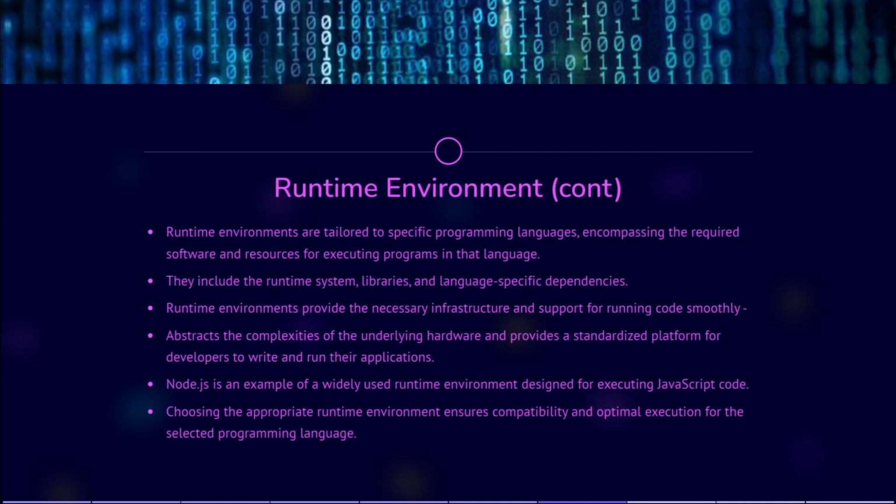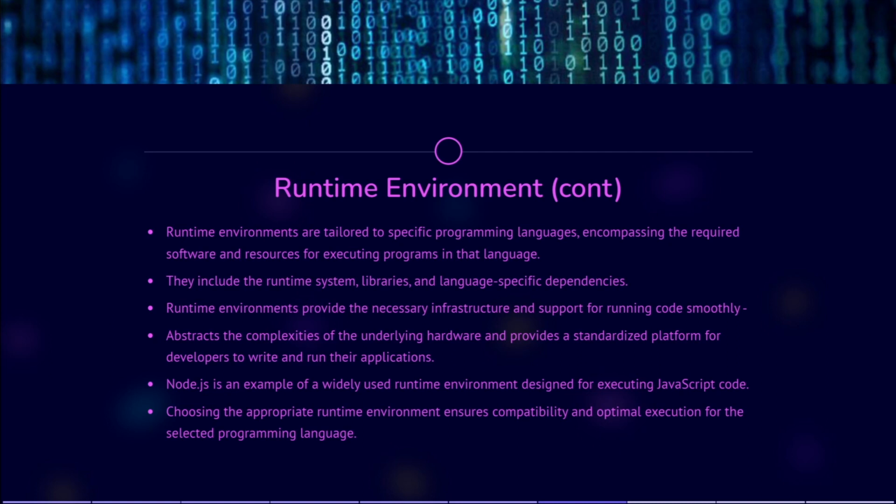Runtime environments are often specific to certain programming languages, often consisting of the necessary software and resources required to execute programs written in a particular language. It includes the runtime system, libraries, and dependencies specific to that language, providing the necessary infrastructure and support for running the code. It abstracts the complexities of the underlying hardware and provides a standardized platform for developers to write and run their applications. An example of this is Node, a popular open-source runtime environment for executing JavaScript code.